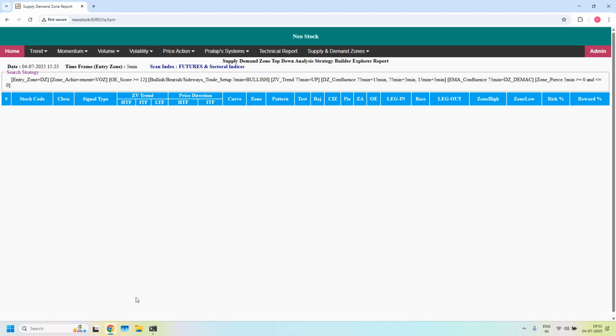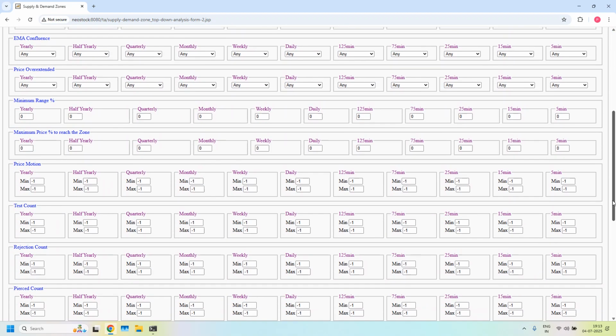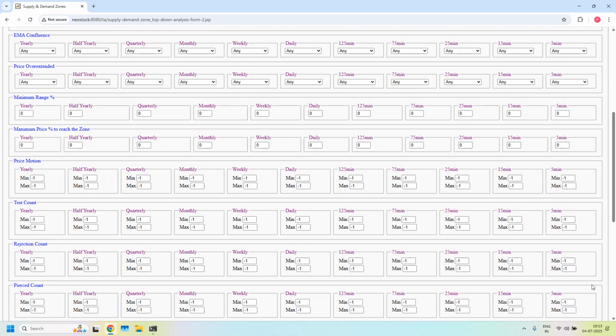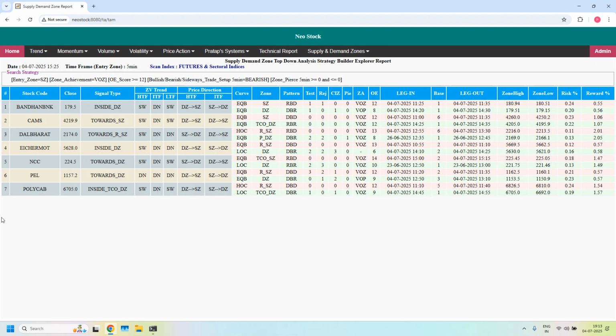Okay, next we will look into bearish trade setup for hourly income trade. Entry time frame zone is 5 minutes, entry zone is supply zone, bullish or bearish. At 5 minutes, I am selecting bearish. Zone achievement VOZ, minimum odd enhancer score 12, and also the 5 minute supply zone should not be pierced. So in the pierced count at 5 minutes time frame, minimum value 0, maximum value 0. With these filters, we got 7 stocks.